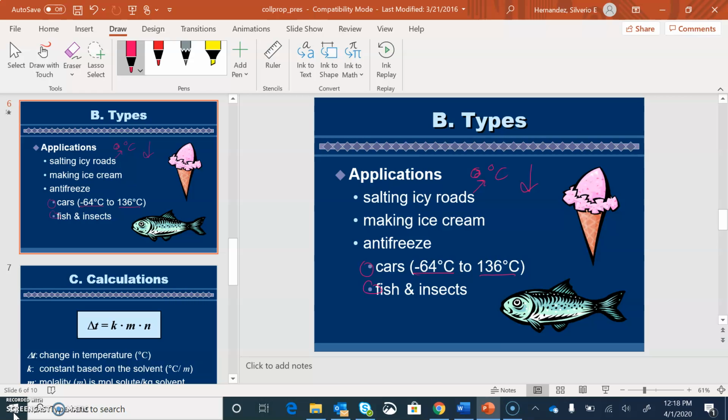Fish and insects use the same concept as well. They have what are like particles in their fluids inside their body that will lower the freezing point so that whenever it gets really cold, they don't die because their cells are bursting, right? So fish and insects can survive these really extreme cold conditions by having these types of molecules, these ions or sugars that are dissolved into the liquids of their bodies so that they don't freeze over.